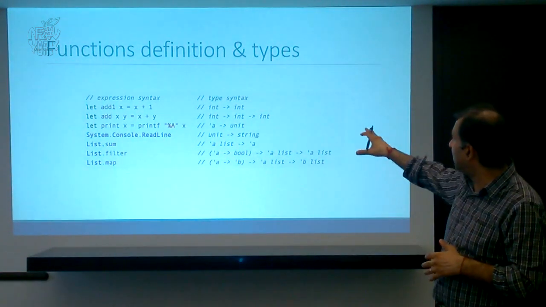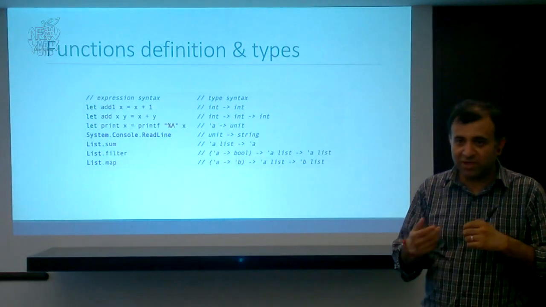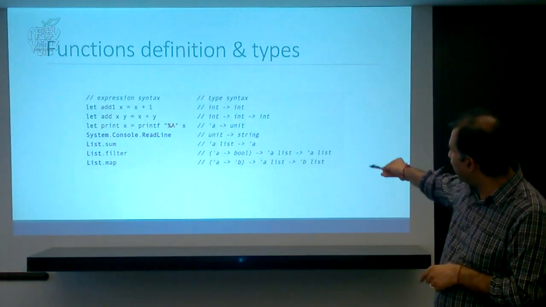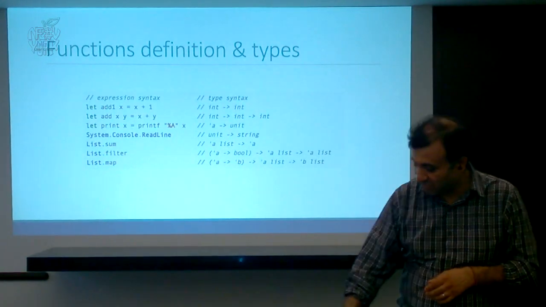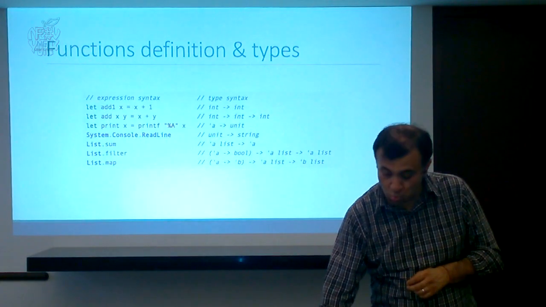So this is how F# defines its types. If you use Visual Studio, you actually have commands that when you declare a variable, it actually tell you what type it is, and you will see that syntax for what type it is. Questions? All right.